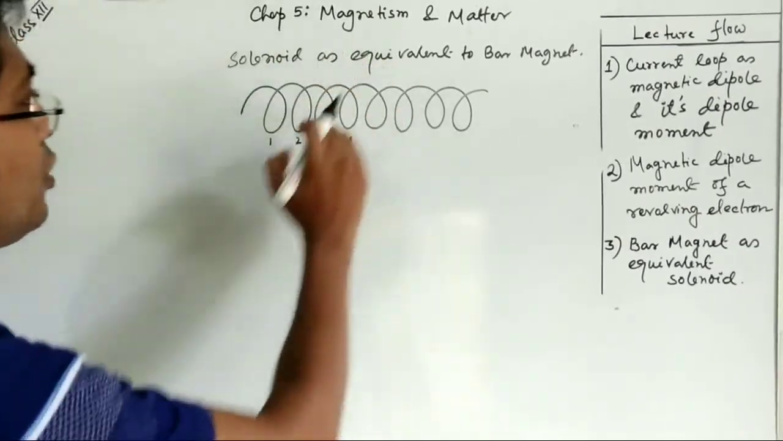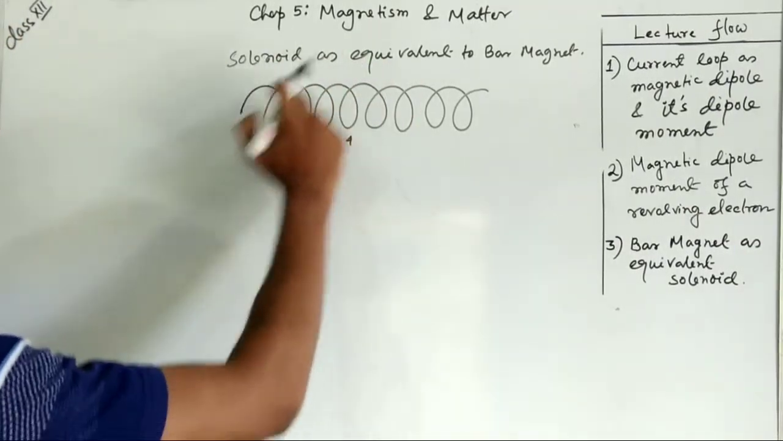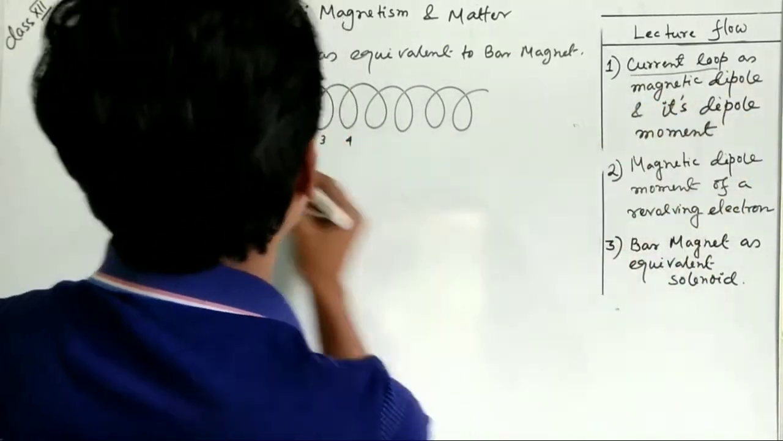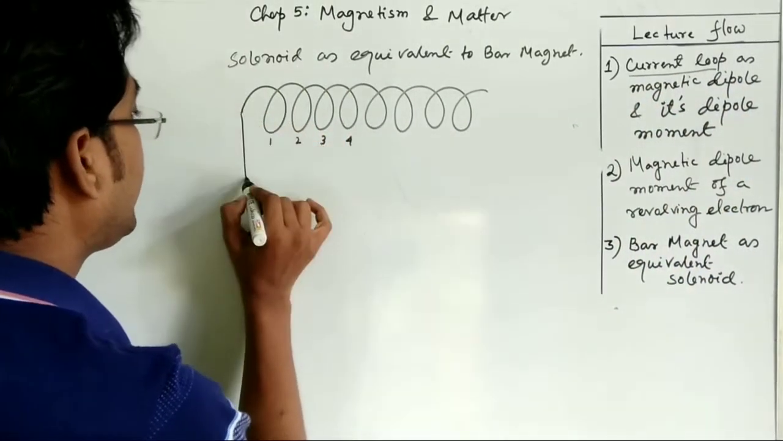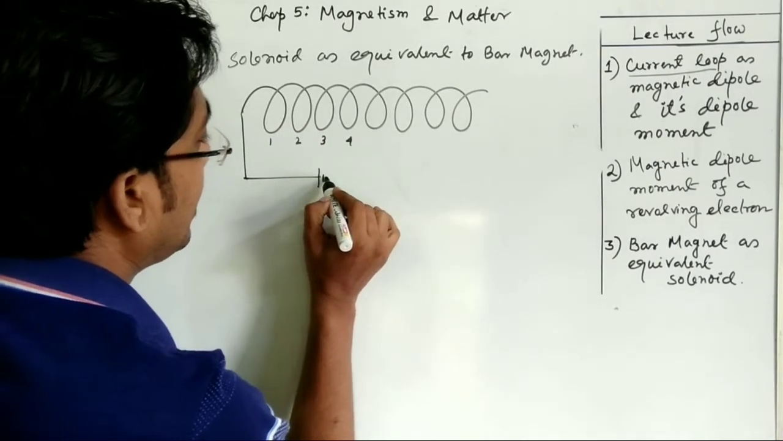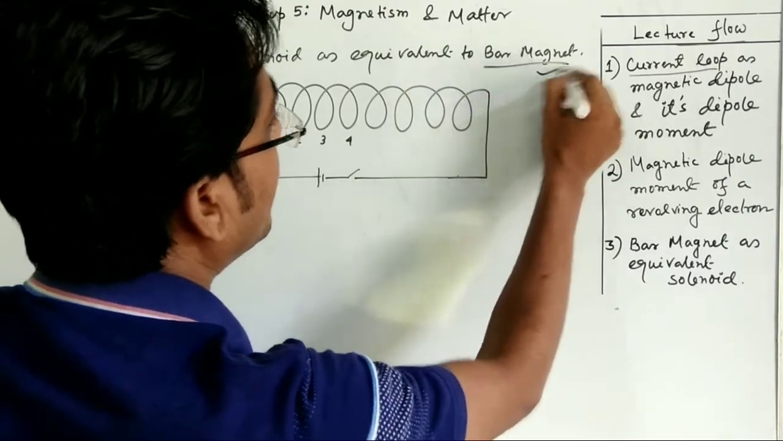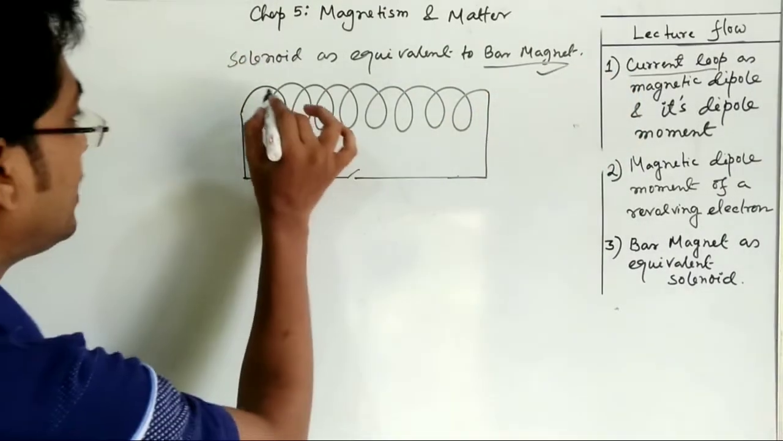So the solenoid is a combination of so many circular coils, circular loops. We can also write here: current loop. If it is connected to a cell, then it will behave as a bar magnet. How? You can see this one.